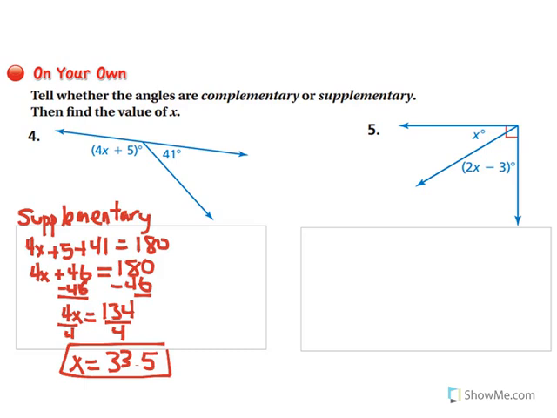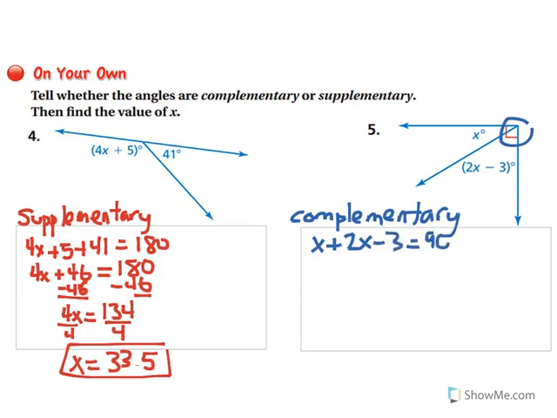All right, so our next one, there's that right angle sign right there. So I know these are complementary. Okay, since these are complementary, I can do x plus 2x minus 3 equals 90. And then 2x plus x is 3x, so 3x minus 3 equals 90.